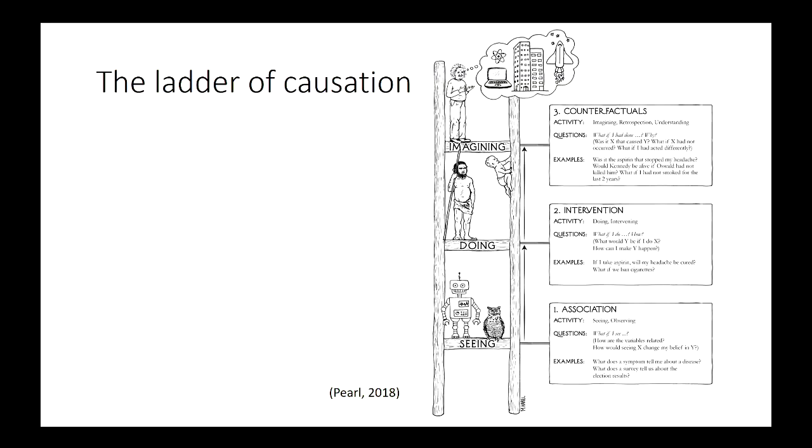It comes from seeing, observing. What if I see X, how would seeing X change my belief in Y? Examples: what does a symptom tell you about me? So, I've been coughing a lot. Doesn't mean that I have a fever. Maybe I have a fever. Because I observe myself coughing, I'm assuming that I have an infection or I'm going to get a fever.